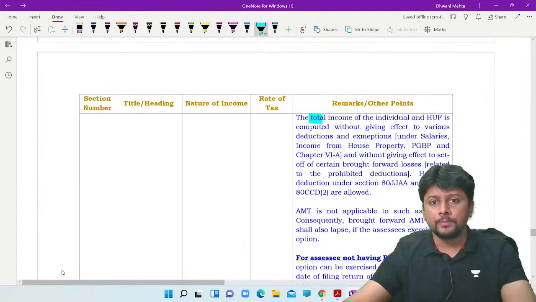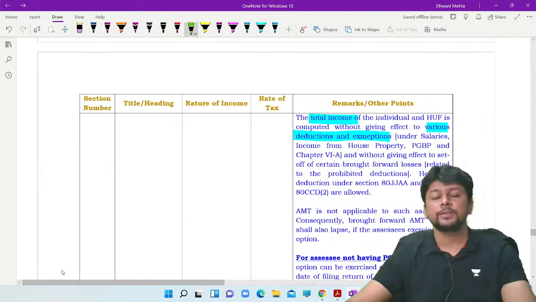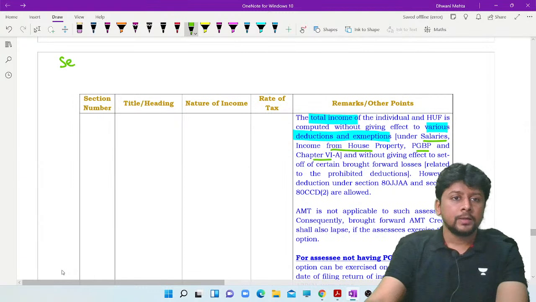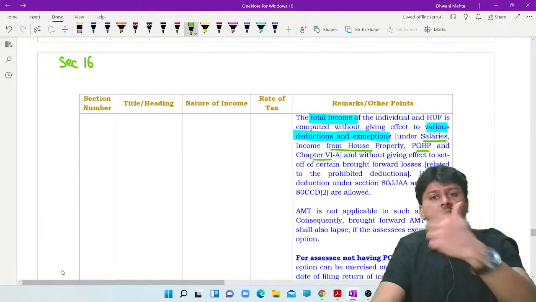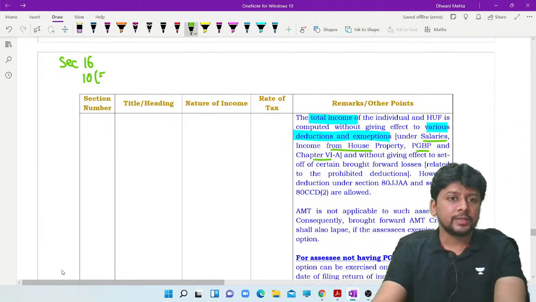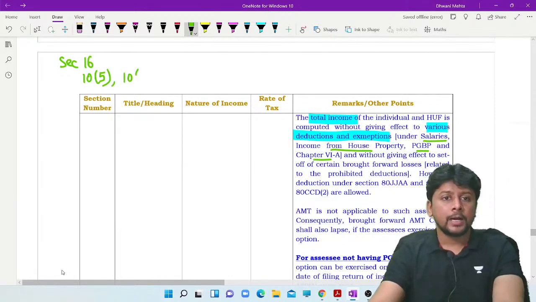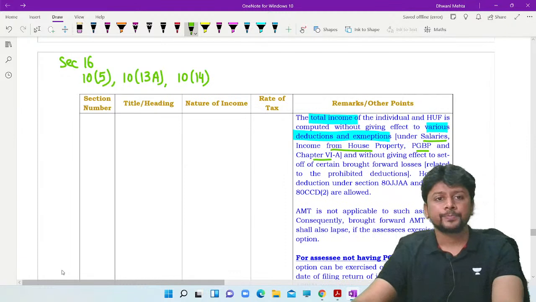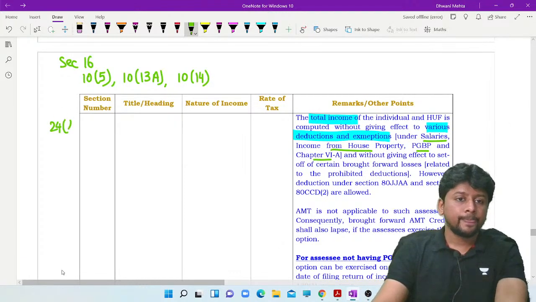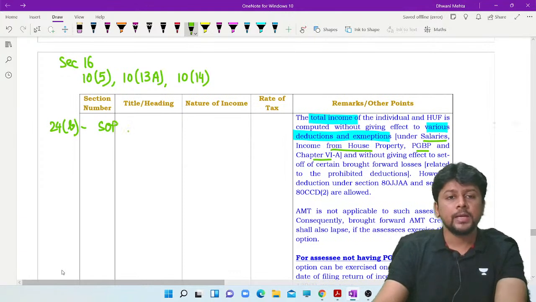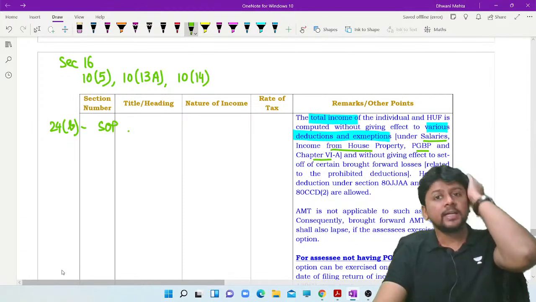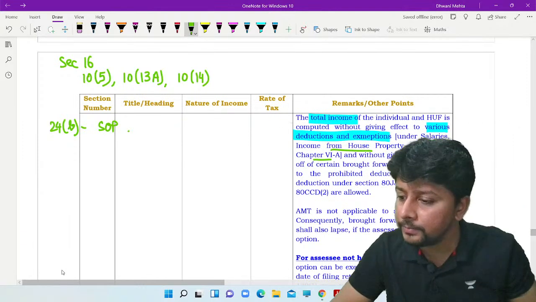Computation of total income is done without giving effect to various deductions and exemptions. And here the problem is so serious that your salaries deduction, house property deduction, PGBP deduction, Chapter 6A deduction, all of them are denied. Deduction under Section 16, standard deduction, professional tax paid, not allowed. Exemptions under Section 10(5) leave travel concession, house rent allowance 10(13A), special allowances 10(14), not allowed. Under the head house property, Section 24B, SOP deduction, not permitted. You can take an LOP deduction, you can take a DLOP deduction.